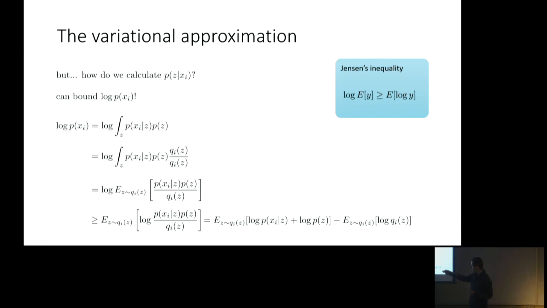So you have the expectation under q_i of the log of the numerator minus the expectation of the log of the denominator. So we basically took all three of the terms in this ratio and wrote it out as a sum.